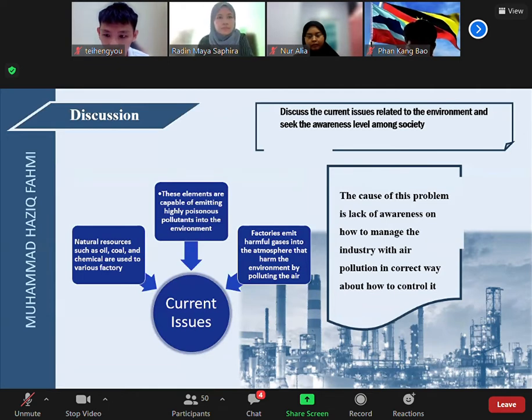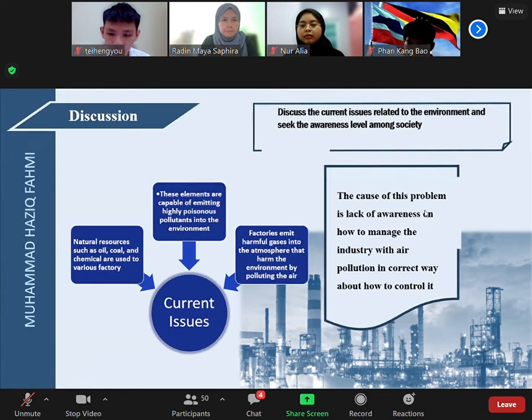First point, I would like to touch on the current issue related to air pollution. Natural resources such as oil, coal, and chemicals are used in various factories. These elements are capable of emitting highly poisonous pollution into the environment. Factories emit harmful gases into the atmosphere that harm the environment by polluting the air. The cause of this problem is a lack of awareness on how to manage industry air pollution in the correct way and how to control it.